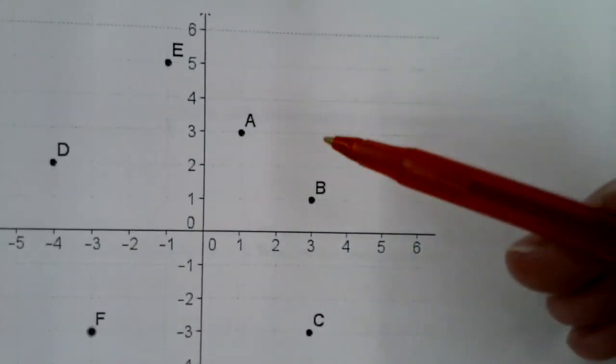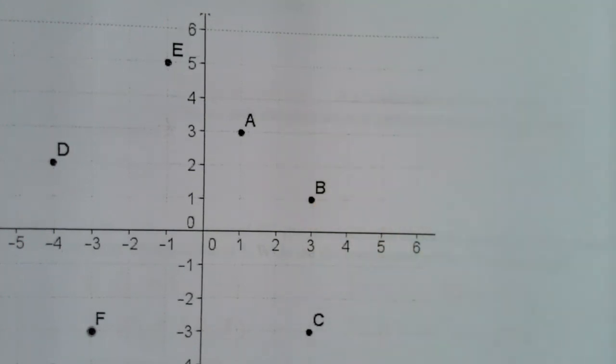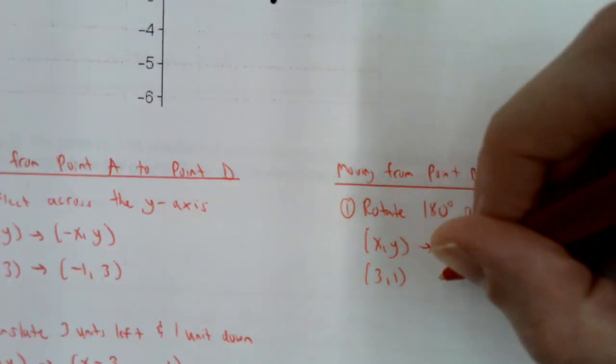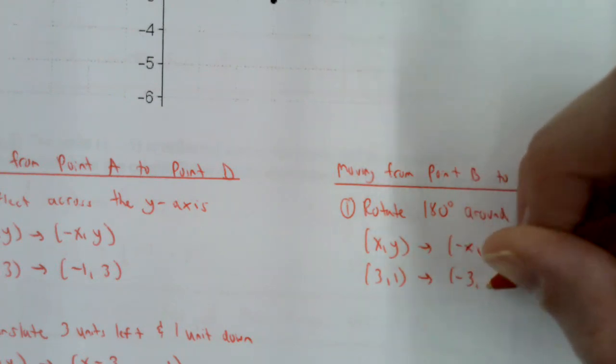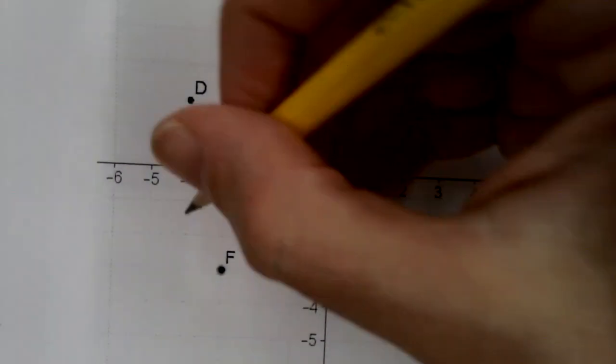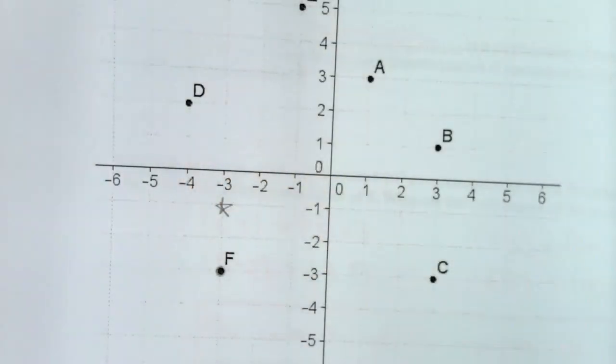So we're going from B to F. So B is at 3, 1. So 3, 1 is going to map onto -3, -1. Let me label that in the diagram so I can see where I am. Right there.